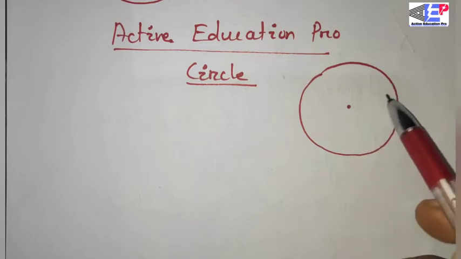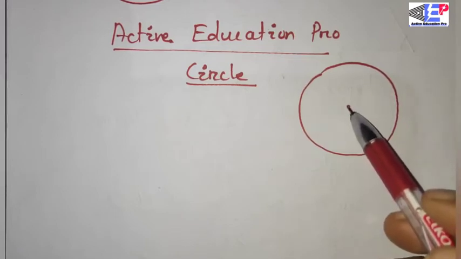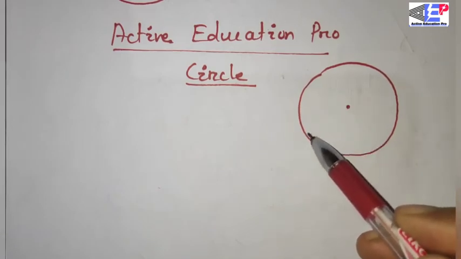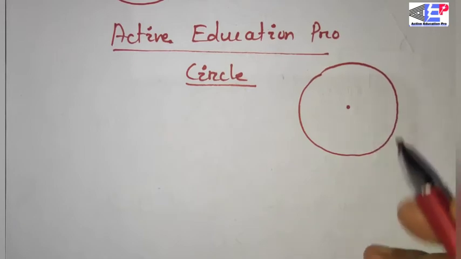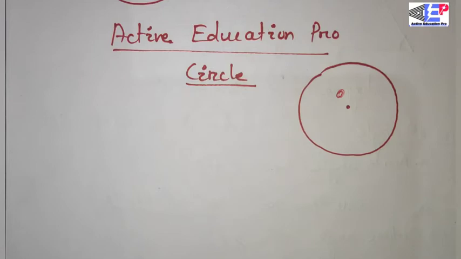If we join any point of this circle to this center, it is of the same length. From this point to this will be the same length, this will be the same length, and this will be the same length. So the point is O, and O is the center.